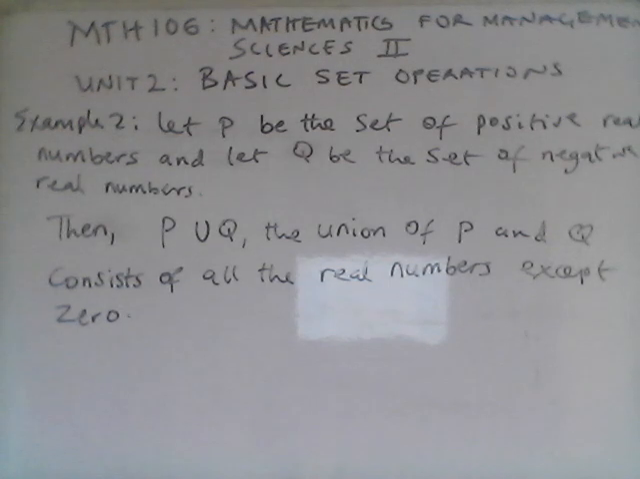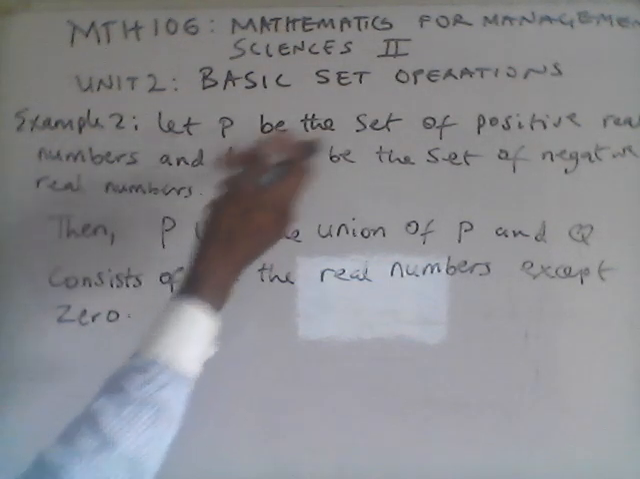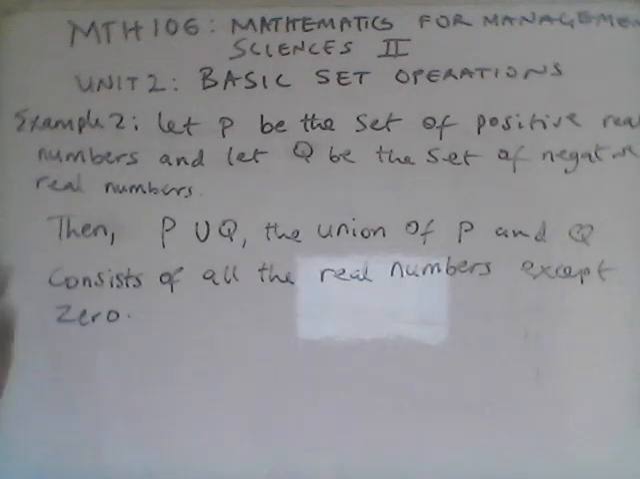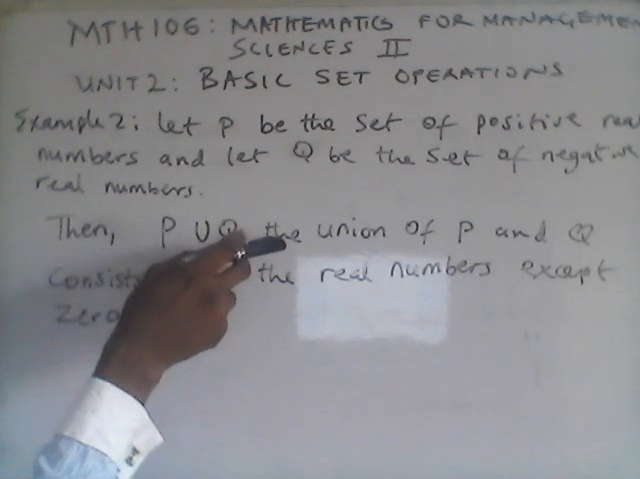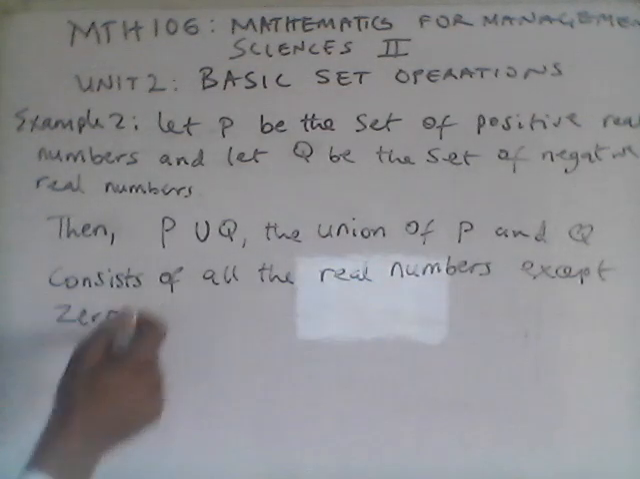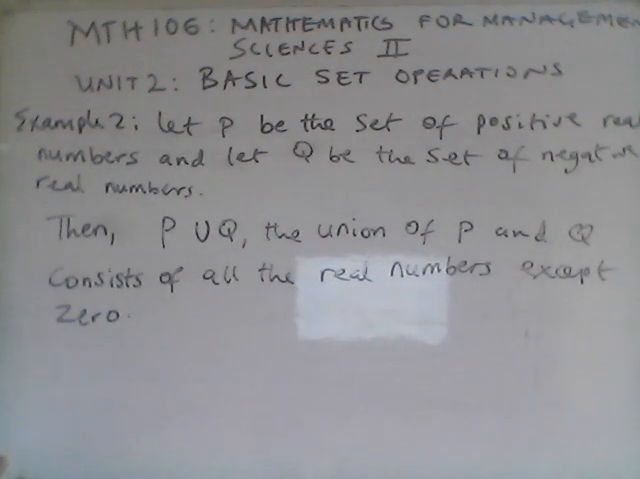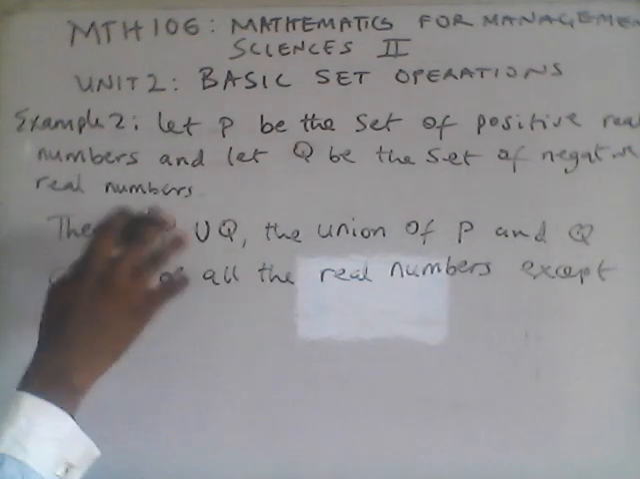Okay, so another example that we have here is, for instance, let P be the set of positive real numbers, and let Q be the set of negative real numbers. So then P union Q, the union of P and Q, consists of all real numbers except zero. So you see that union has come to play here.